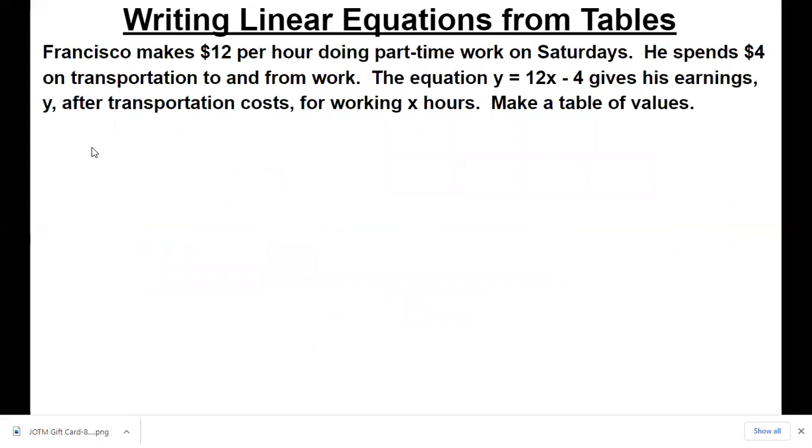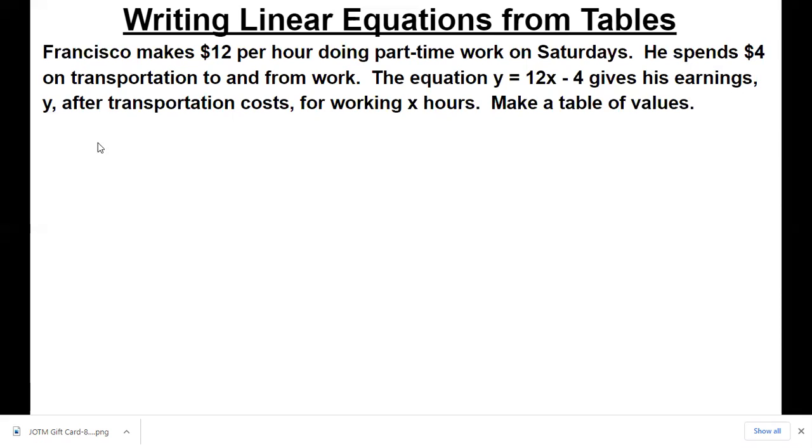Okay, let's do another one. Francisco makes $12 per hour doing part-time work on Saturdays. He spends $4 on transportation to and from work. The equation y equals 12x minus 4 gives his earnings, y, after transportation costs for working x hours. Make a table of values.